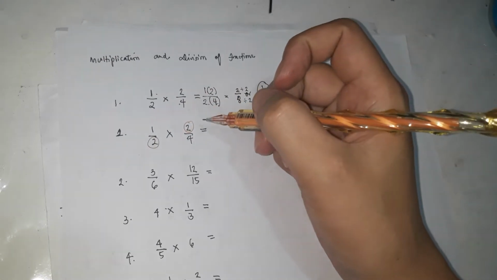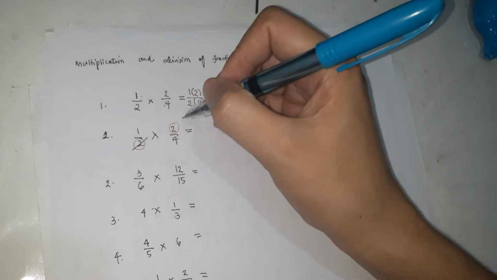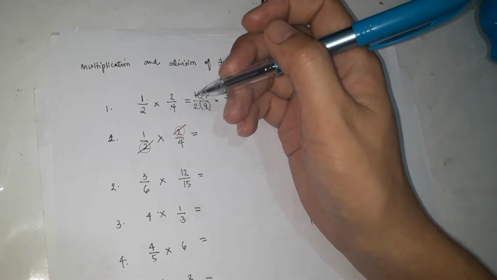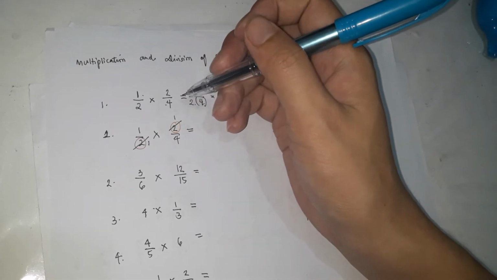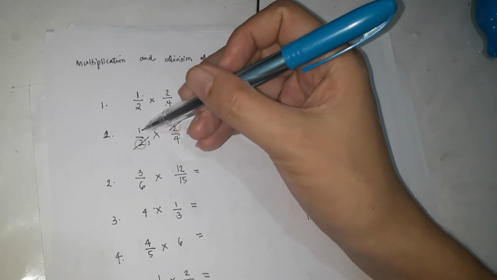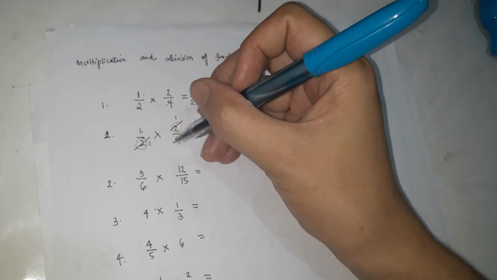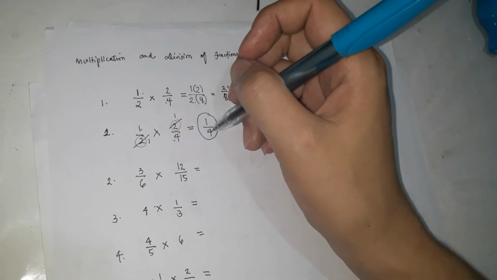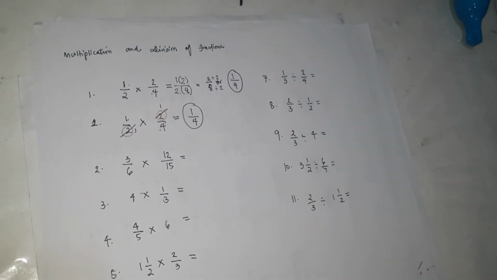So magkaparehong 2. So kung may magkaparehong 2, i-cancel mo yan. Pwede mo yung i-cancel. Ibig sabihin, wala na silang value. So they are considered 1, or simply do not consider them anymore. So natira na lang sa taas is 1. Ang natira sa baba is 4. So ganito na answer. Mas madali ito kaysa dito kung titingnan, but still up to the students.